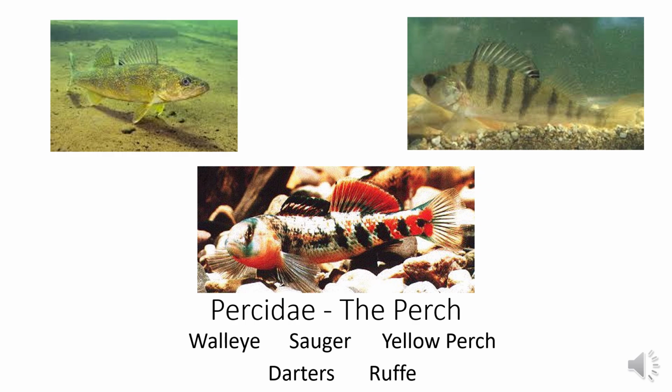In this presentation, we're going to be looking at the family Percidae, the perch, probably one of the most fabulous families of fish in North America. This family will include the walleye and sauger, the yellow perch, and the darters.